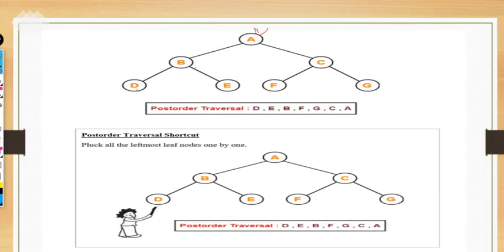Don't write this node first. First you have to check left. No left. Then you have to check right. No left, no right. Then you have to write this node. Then start from D itself.